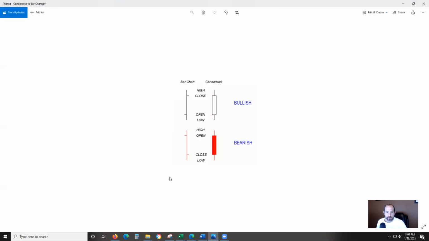And if you look at it here, you can see them side by side. This is a bullish candlestick, and this would be a bullish bar candle. This would be a bearish Japanese candle, and this would be a bearish bar candle.